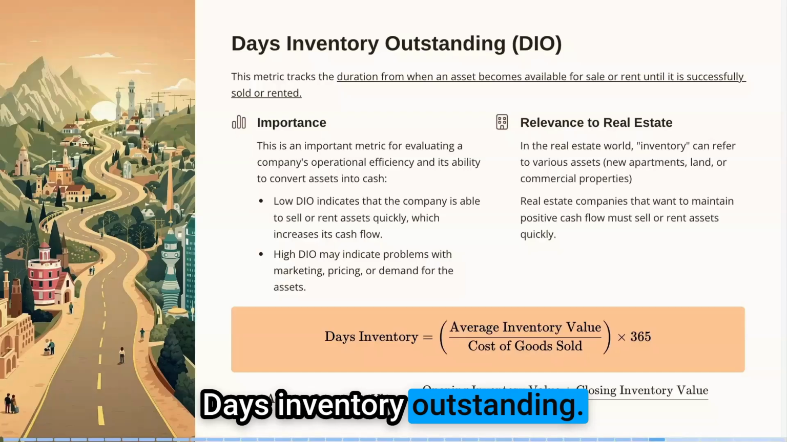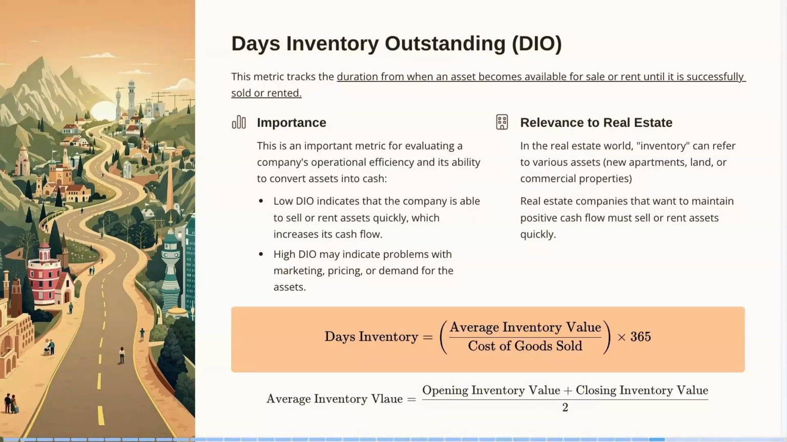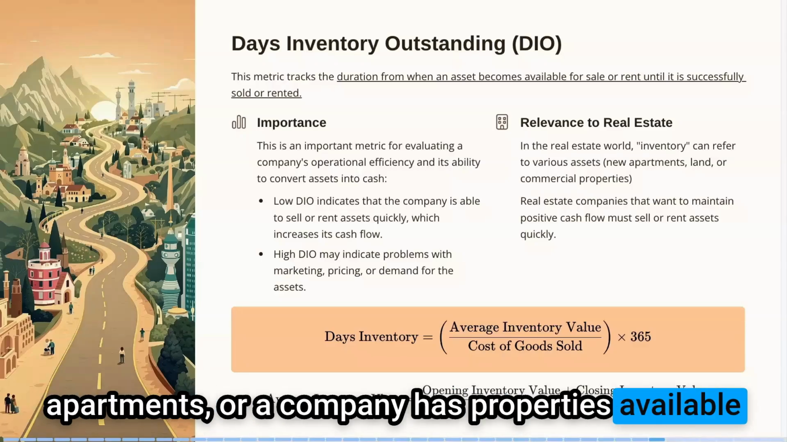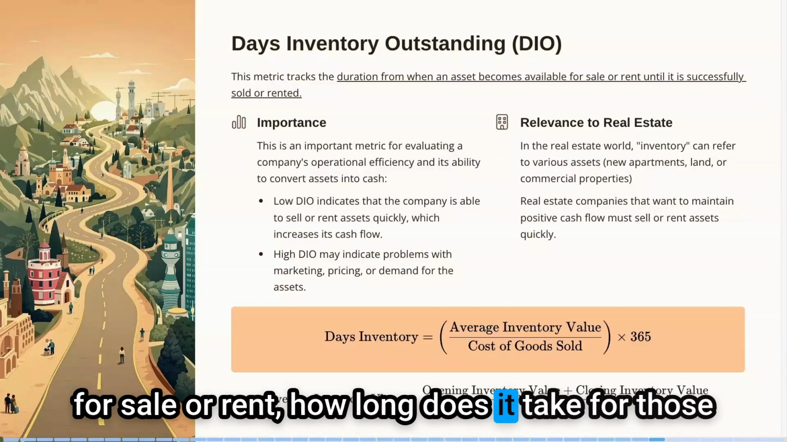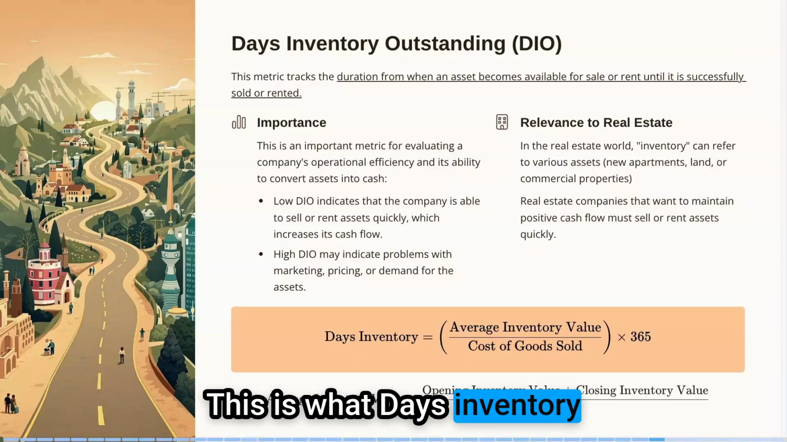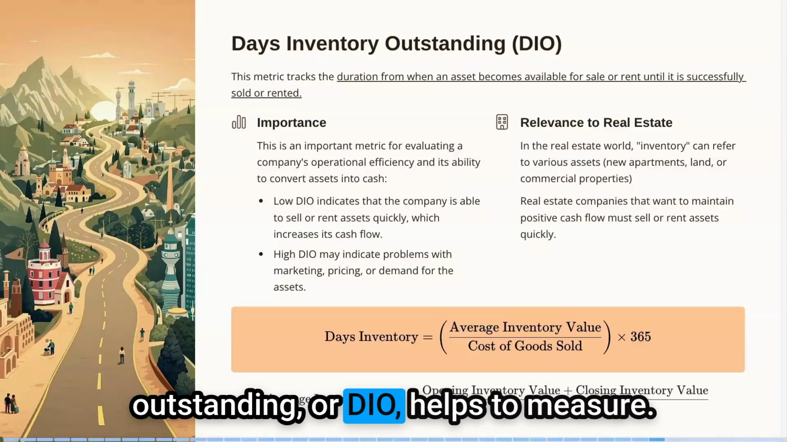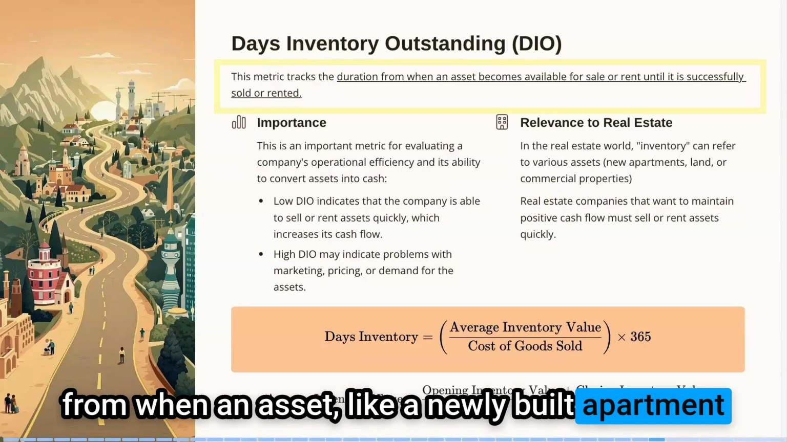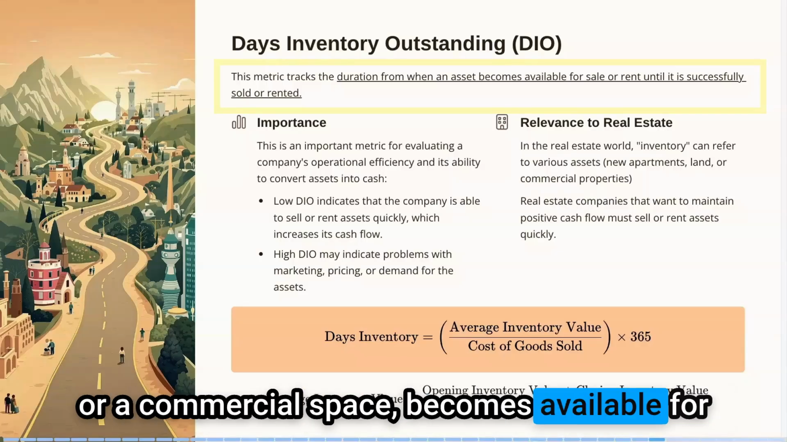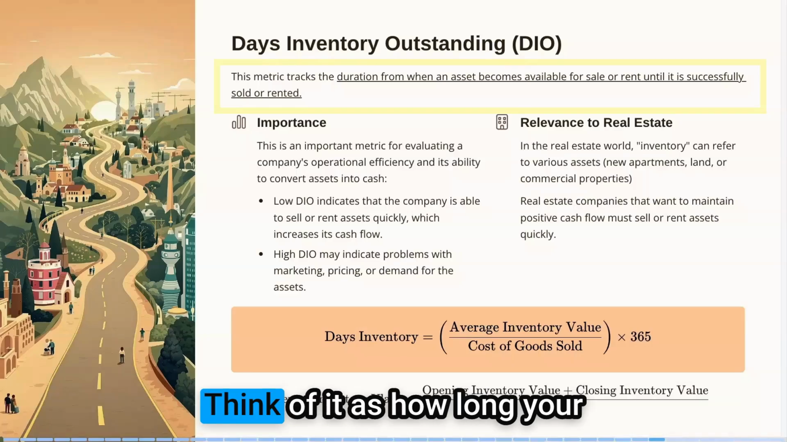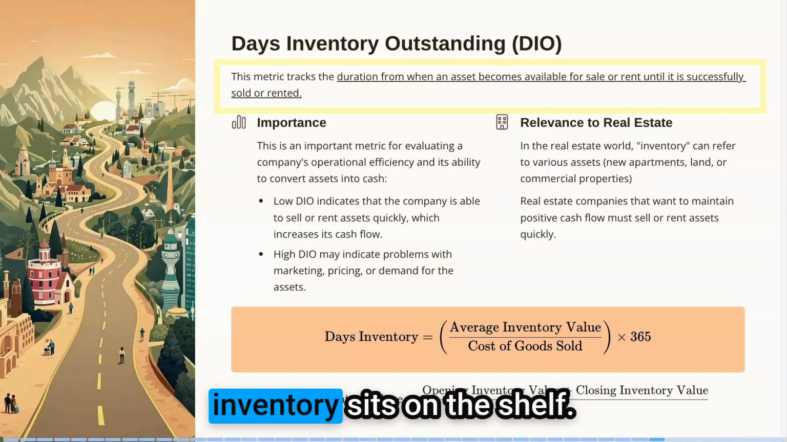Days inventory outstanding, DIO. When a real estate developer builds new apartments or a company has properties available for sale or rent, how long does it take for those properties to actually be sold or rented out? This is what Days Inventory Outstanding, or DIO, helps to measure. The DIO metric tracks the average duration in days from when an asset, like a newly built apartment or a commercial space, becomes available for sale or rent until it is successfully sold or rented. Think of it as how long your inventory sits on the shelf.